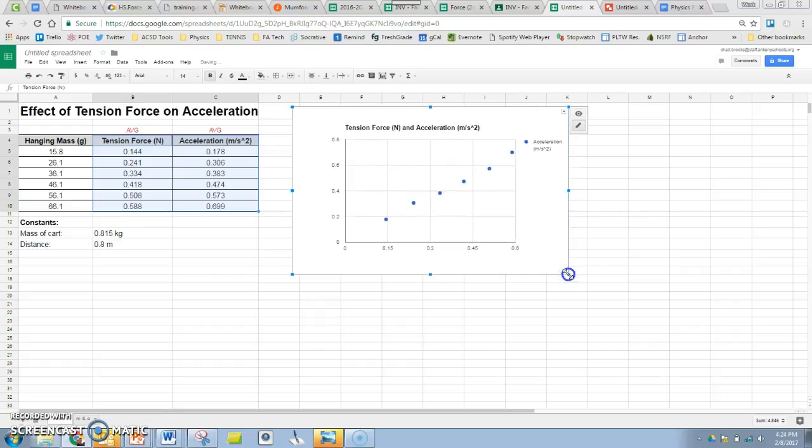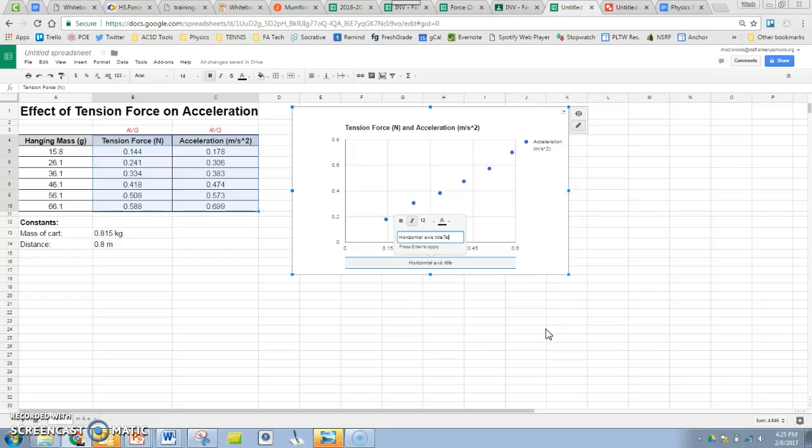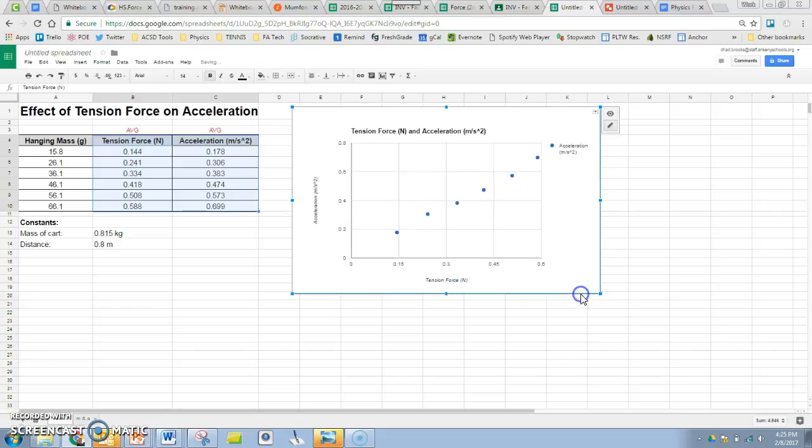So we get, let's label our axes here. On the x-axis, we've got our tension force, measured in newtons. On our y-axis, we've got our acceleration, measured in meters per second squared. And so we can understand a general relationship already. We can say as the tension force increases, so does the acceleration of the cart.